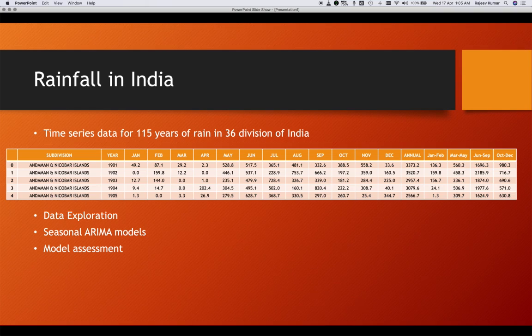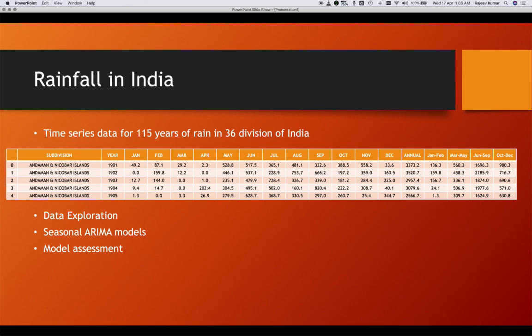The data set is given column-wise: subdivision and year, and then the month-wise rainfall which has happened. Annual is nothing but the cumulative from January to December. In the same way, quarterly is the sum of the quarter's rainfall.